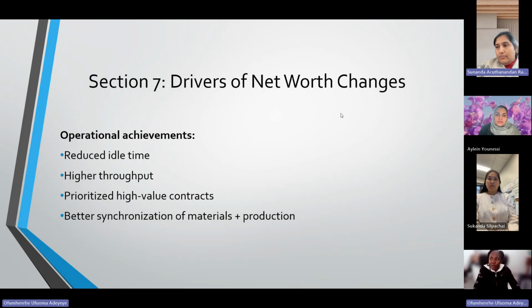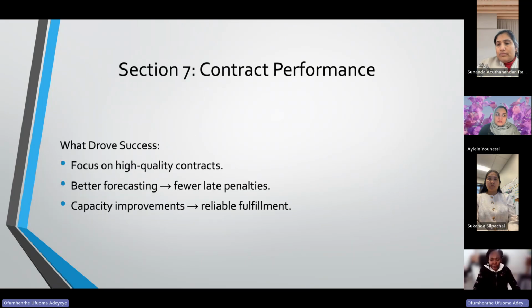We also have the slide on contract performance. We focused on high quality contracts and then we had better forecasting. So we had fewer late penalties because we worked well on our orders. And then we also had reliable fulfillment of orders.